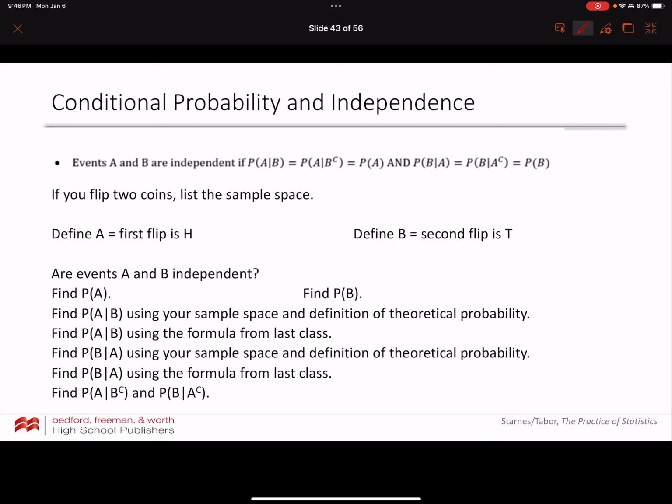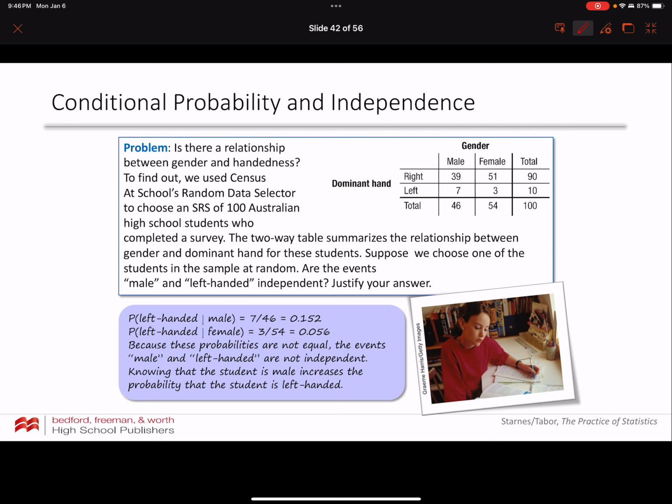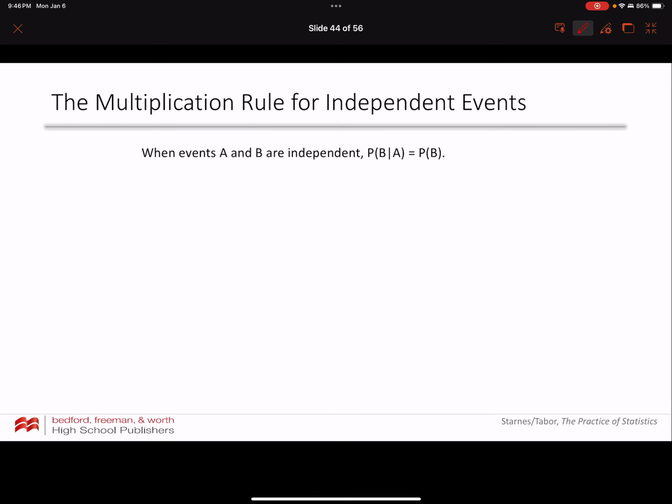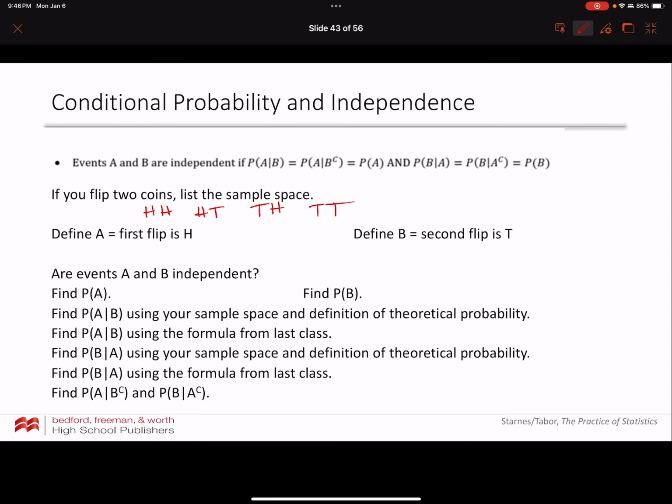Let's do another example. So far, we just talked about independence from a two-way table. So what about this? If you flip 2 coins, list the sample space. So what can I get? Heads, heads, heads, tails, tails, heads, or tails, tails, right? Okay, so let's define event A to be that the first flip is heads, and event B is the second flip is tails.